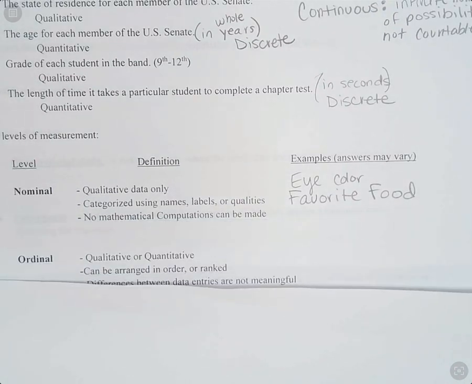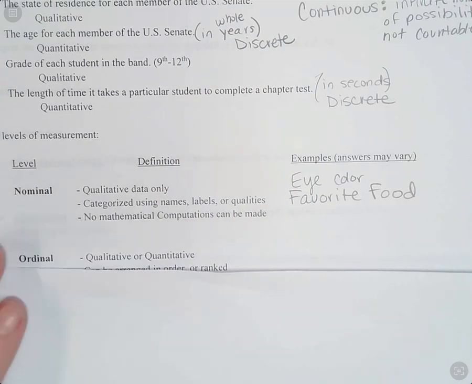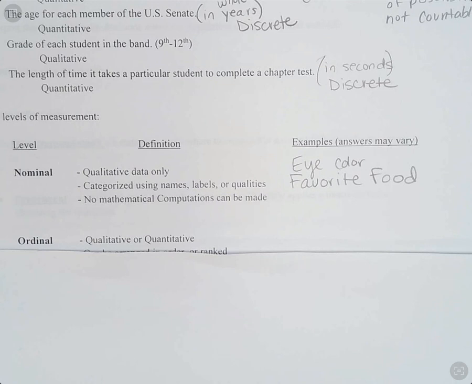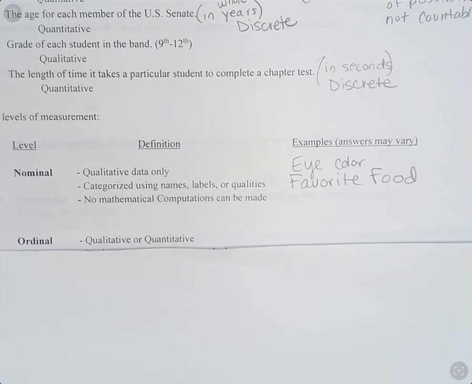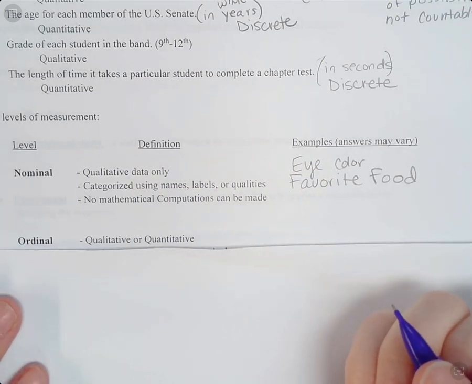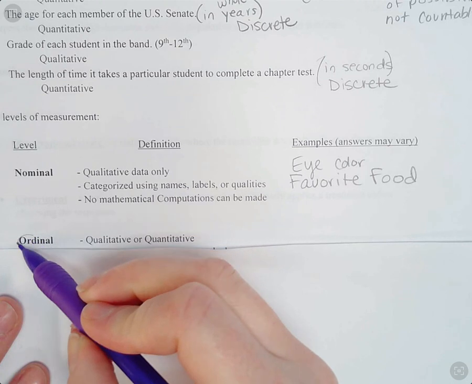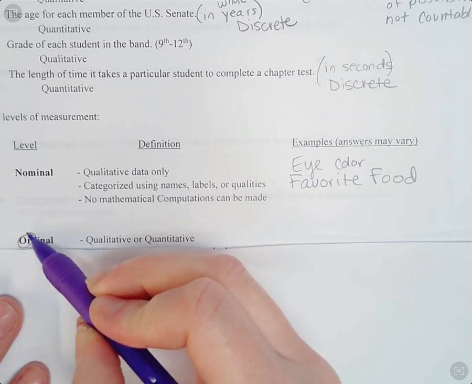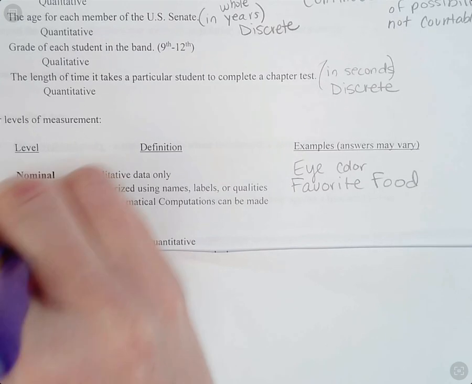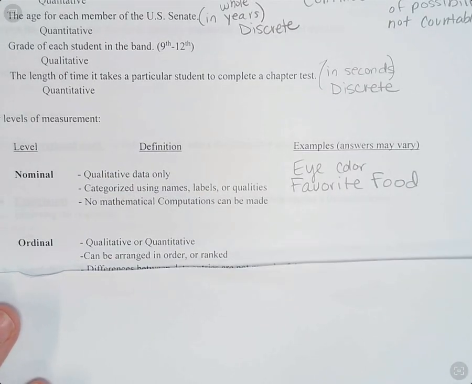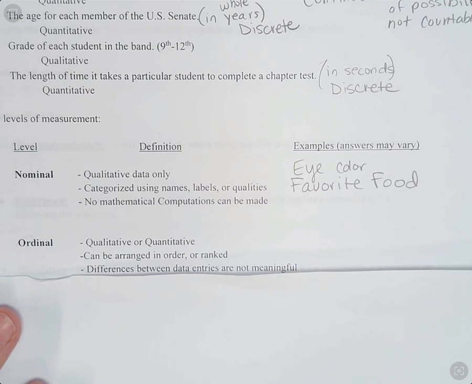Okay, let's go to the next one. Ordinal. Ordinal could be qualitative or quantitative. It could be either one. What word do you see with ordinal? What word do you think of when we see that? Ordinary, or what is it? Order. Ordinary. Yeah. It does have more letters in common than order.